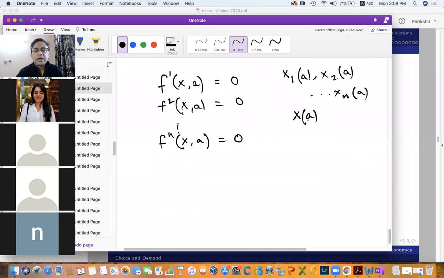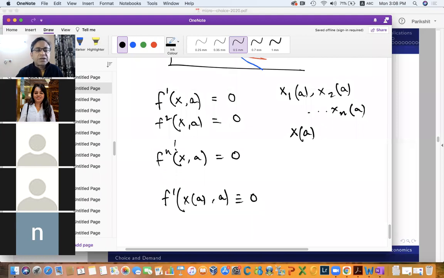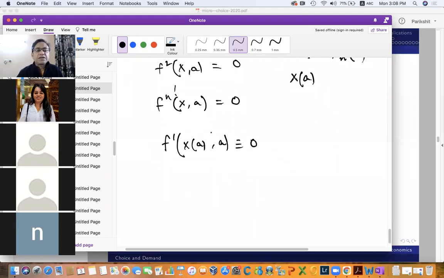Now, if I substitute inside each of these functions not some arbitrary x, but this solution itself, then by definition these equations become identities, right? Because x*(a) is defined to be that x vector which satisfies all of these equations. So by definition, each of these things has to be true, and so on down to fn.